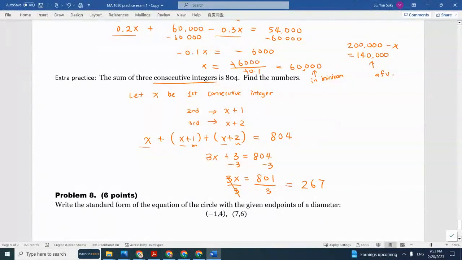Okay, so therefore, what are those numbers? The 267, 268, and 269. These are the 3 numbers. Okay, everybody? If you understand this problem, could you type D in the chat? Thank you.